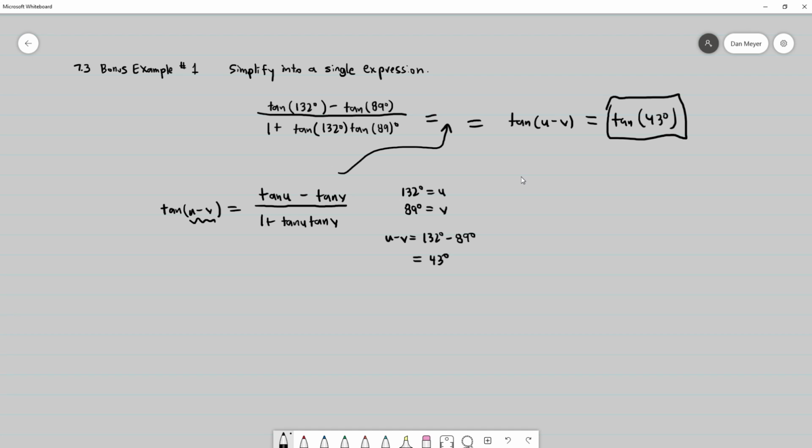So this problem, I wouldn't say it's terribly difficult if you're able to recognize the expression that you're given as one of your addition or subtraction or double or half angle formulas. So it's going to be really important to just kind of know what each side of the equations look like.